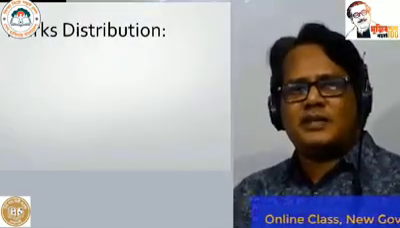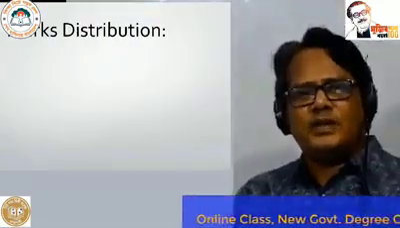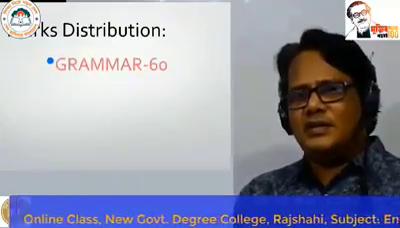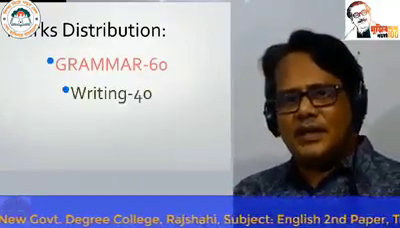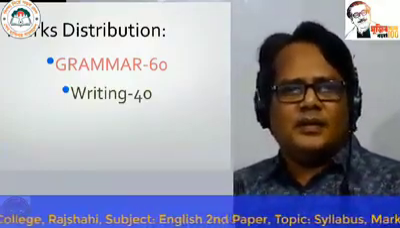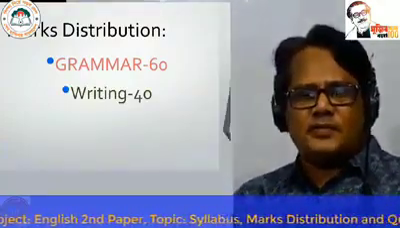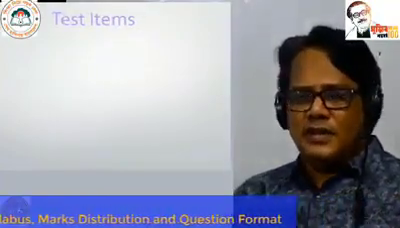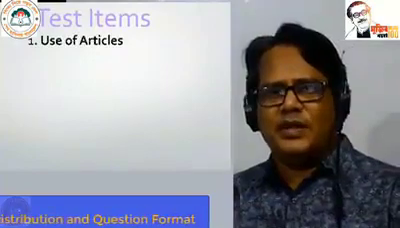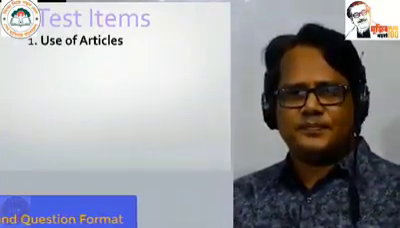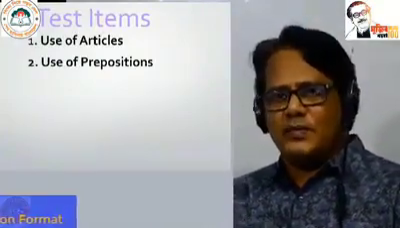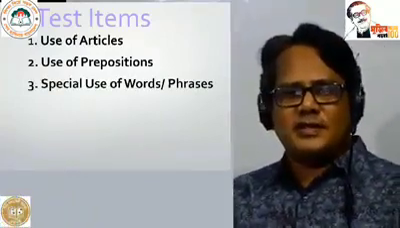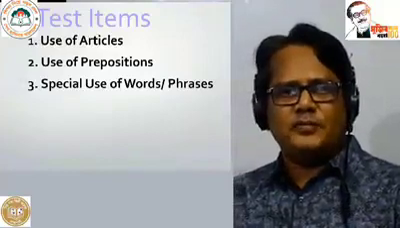Let's know about the marks distribution. There are two parts in your English second paper. The first one is grammar and the other part is writing. Let's have a look at the test items. That means the items that you will find in your question paper. Number 1 is use of articles. Number 2, use of prepositions. Number 3, special use of words or phrases. This is a new item for you.